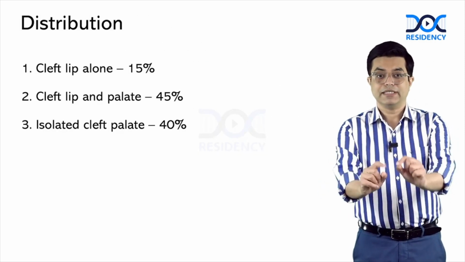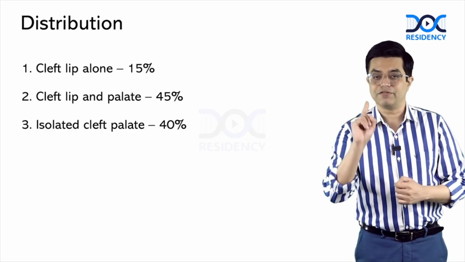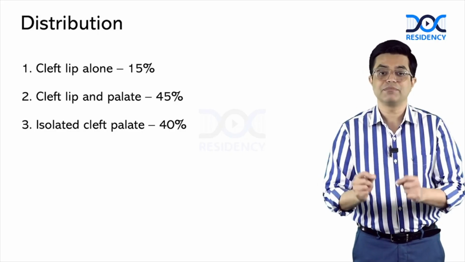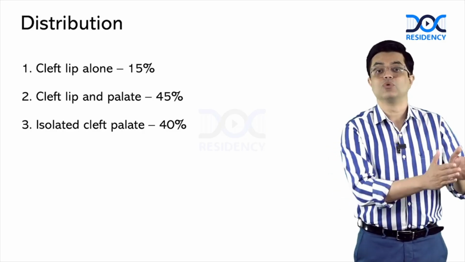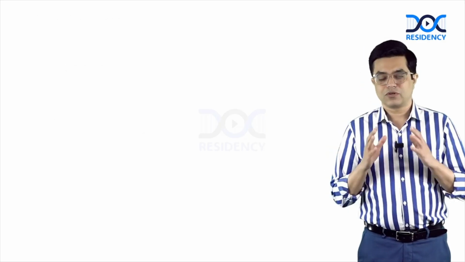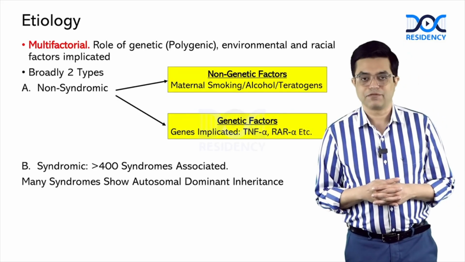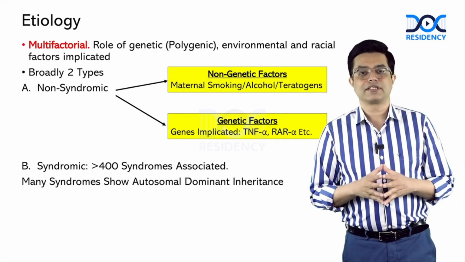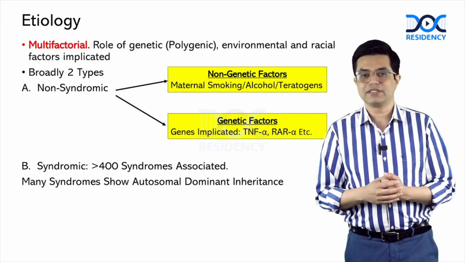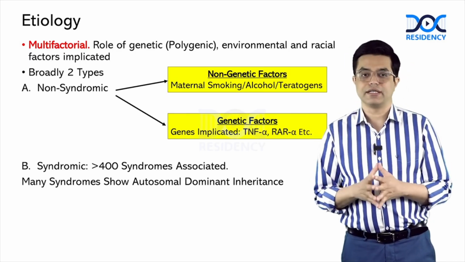And remember that cleft lip alone is found in 15% cases, cleft lip plus cleft palate are present in 45% cases, and cleft palate alone is found in about 40% cases. Now coming to etiology of cleft lip and cleft palate, the etiology described in them is multifactorial, and if they follow a genetic sequence, they are found to have a polygenic inheritance.